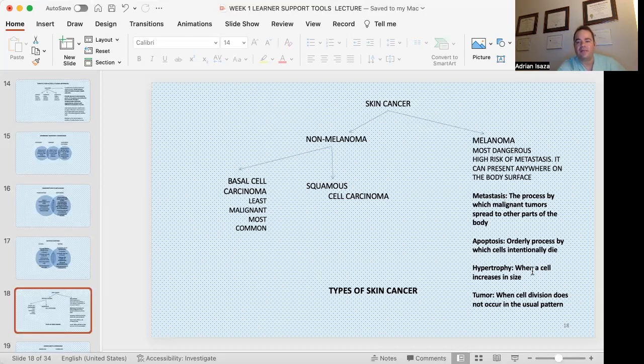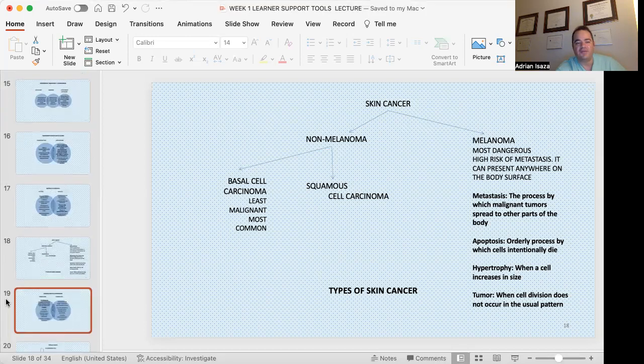Hypertrophy is when a cell increases in size, and tumors form when cell division does not occur in the usual pattern. I think in one of the discussion replies I made, I said a tumor happens when there's uncontrolled mitosis, right? Same thing. So when cell division does not occur in the usual pattern.